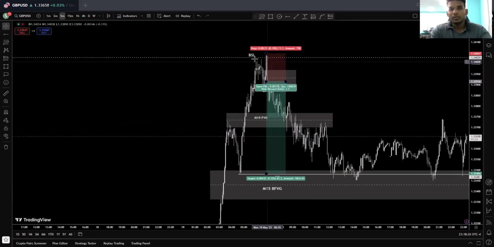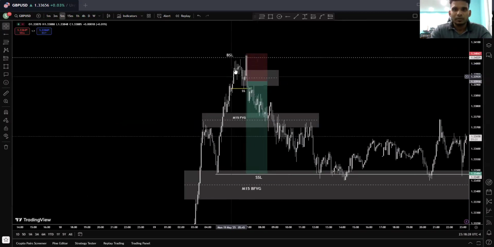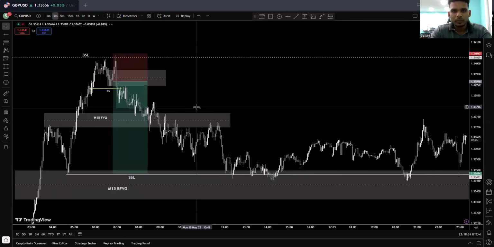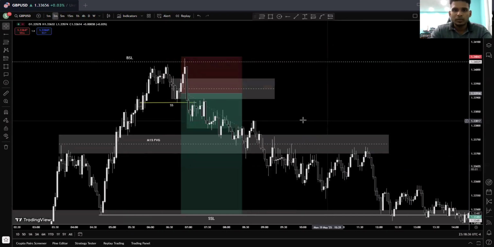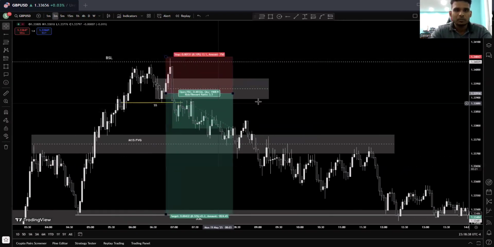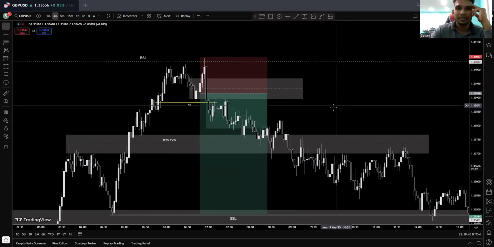So now let's sweep the high. After this manipulation, big displacement to the downside. So in 3 minutes, it's very clear. Once I saw this big displacement, I was super comfortable with executing a sell entry here.